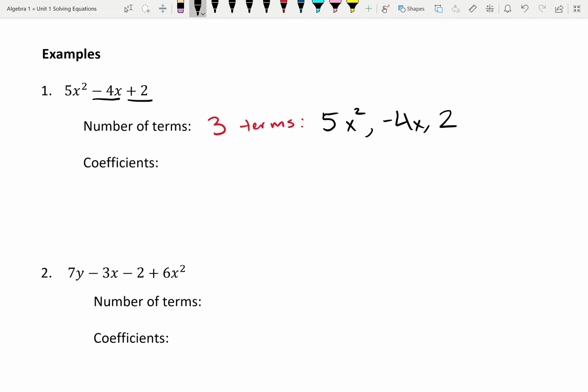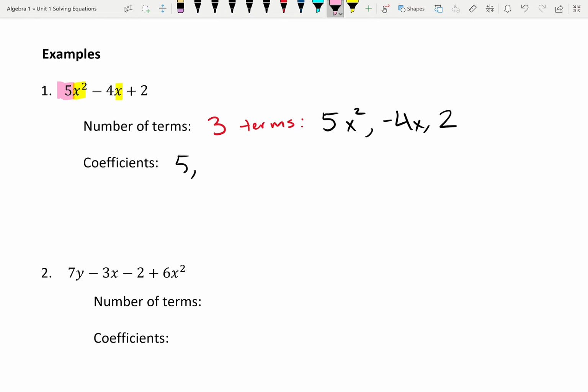All right, coefficients. Remember, coefficient, we always look for a variable. The coefficient is the number in front of a variable. So where are my variables? My variables are right here and right here. That 2 does not have a variable. Okay, so in front of that variable, we have the first one, x squared. Well, in front of that is a 5. So our coefficient is a 5.